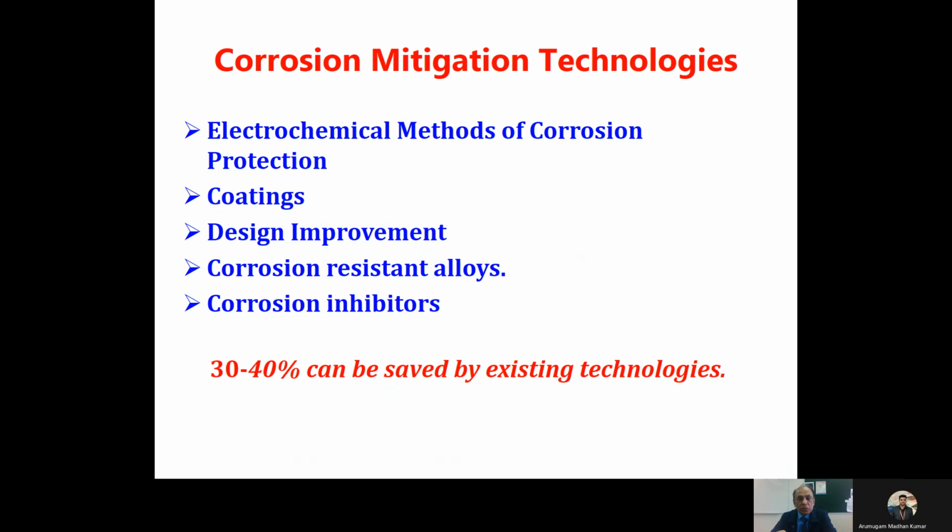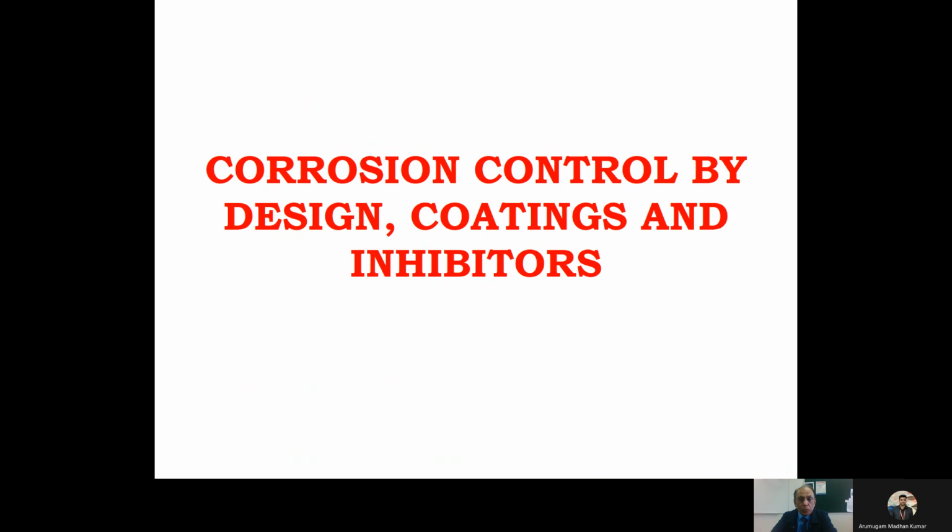These are the important methods of corrosion control: electrochemical methods, coating, designing, corrosion resistant alloys, and the use of corrosion inhibitors. Corrosion inhibitors are also a very important method, and by using these methods, 30 to 40% of losses can be saved. Corrosion control by different methods includes design, coating, and inhibitors.